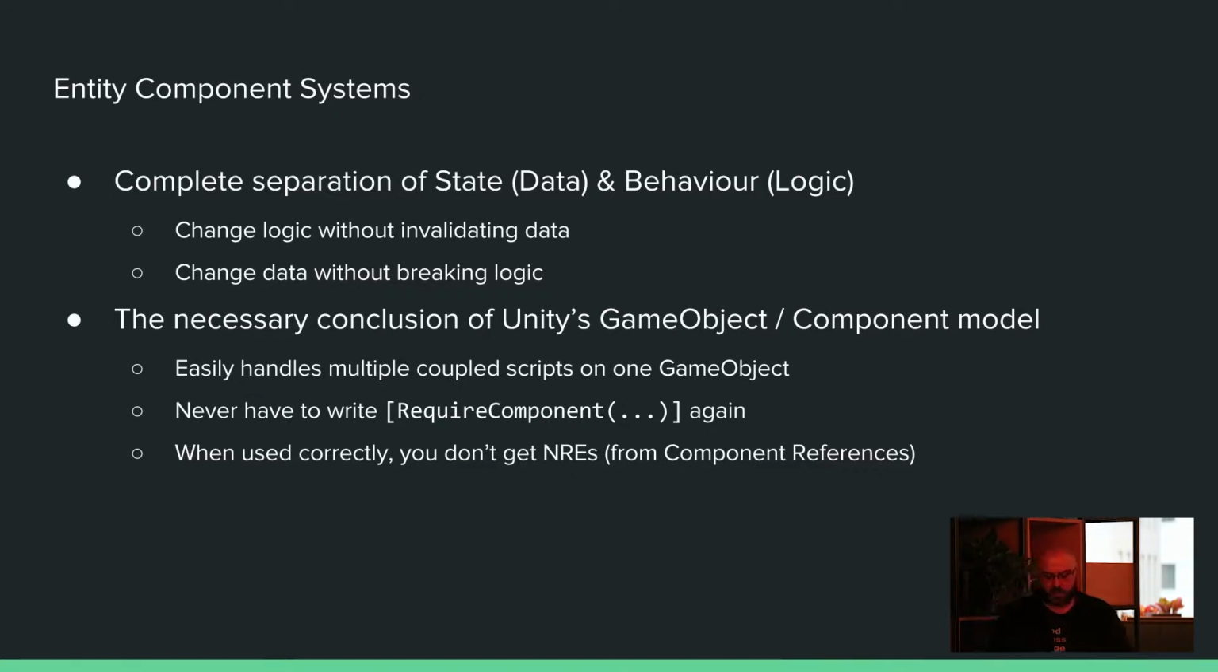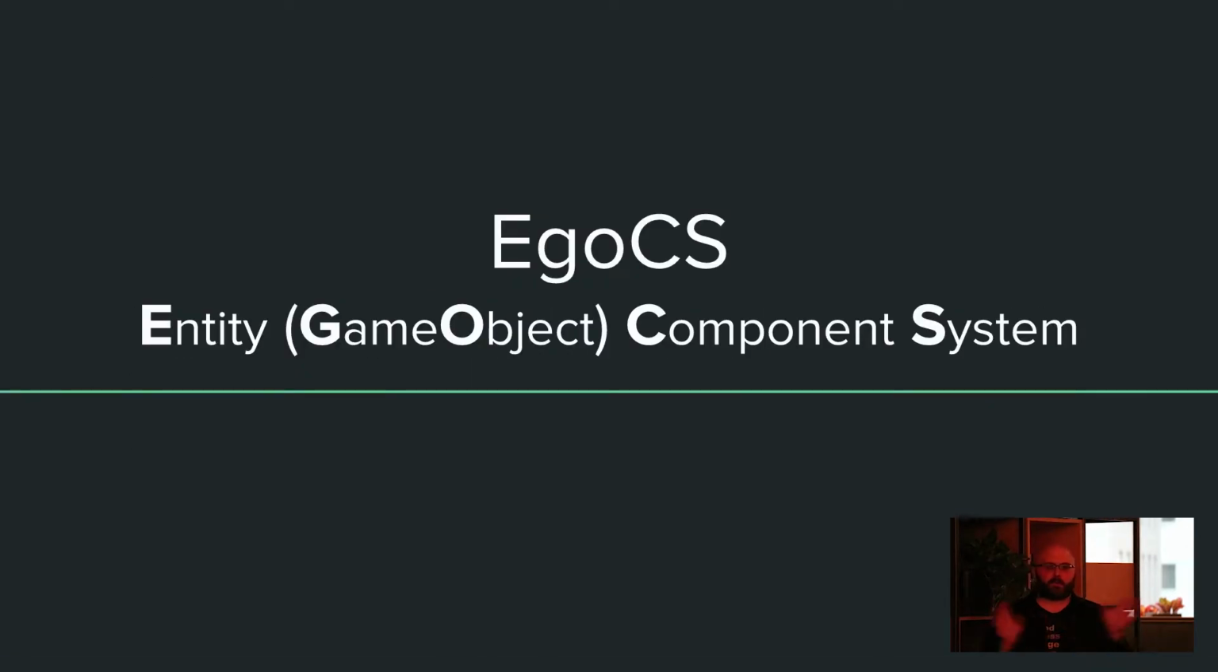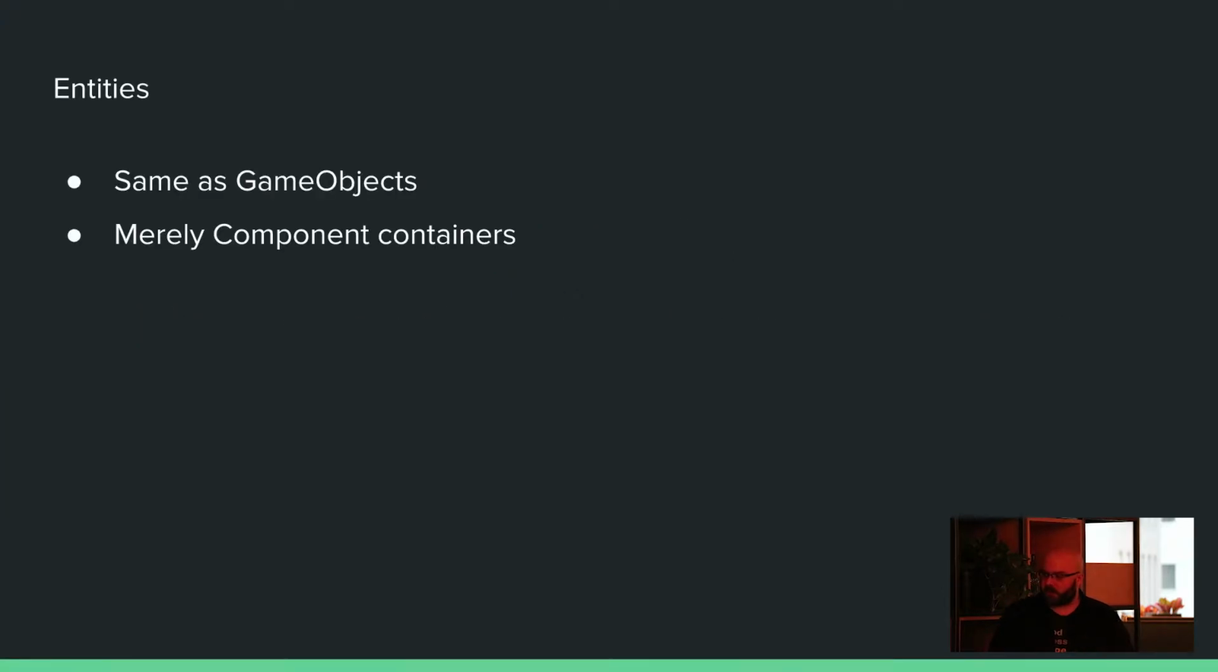And when used correctly, you won't get null reference exceptions specifically from component references on the object, or if you're referencing components from other game objects, you won't get that as well. Right, so let's talk about ECS. It's a very clever acronym. It's not. Okay, so let's go through some of the terminology.